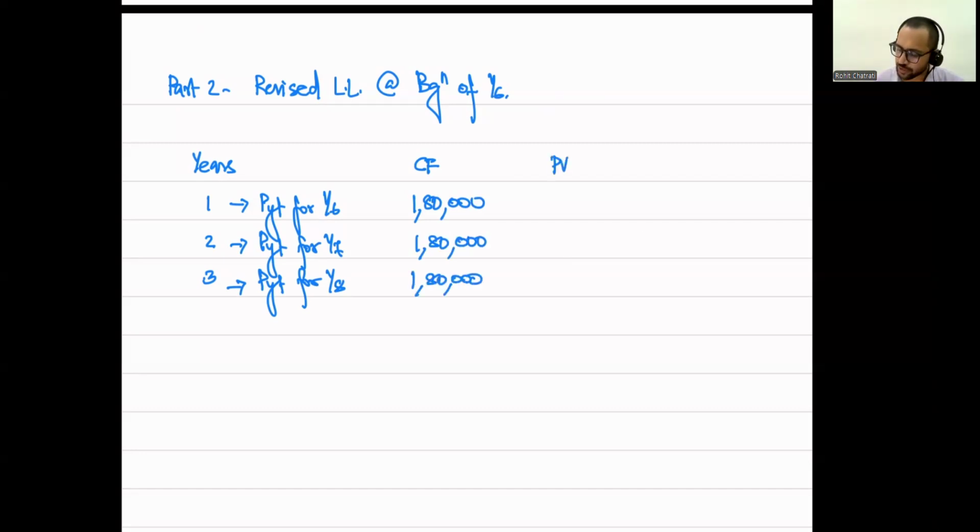We then have the present value factor. We are now going to calculate this at 11 percentage and not at 10 percentage. We're going to calculate the present value factor at 11 percentage, which is the revised discount rate, and we have the discounted cash flow. So we are now calculating the present value of 1,80,000 at 11 percentage discount rate. For the first year, it's going to be equal to 0.9009. For the second year, it's going to be equal to 0.8116, and for the third year, it's going to be 0.7312.